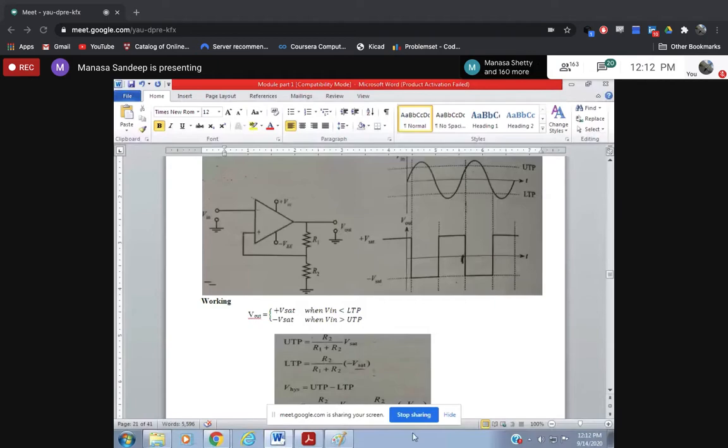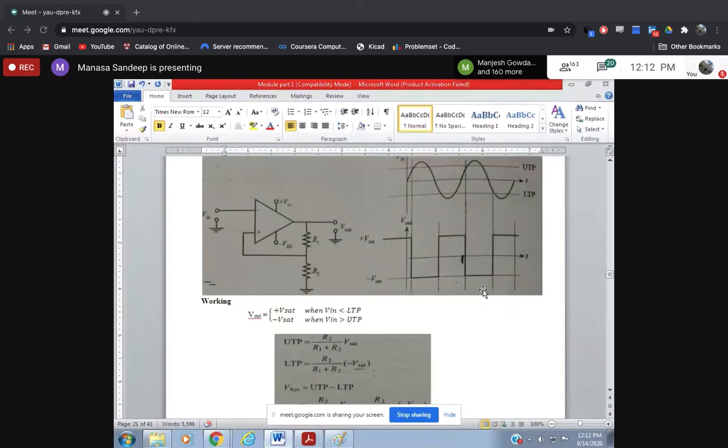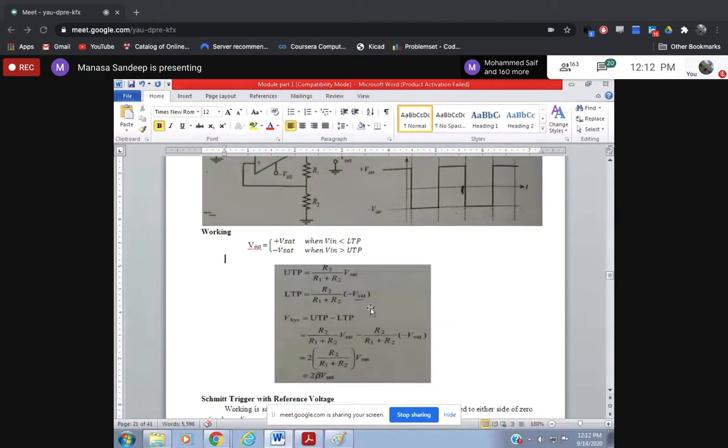So what are this UTP and LTP? If you have a peak voltage of 5 volts, peak to peak 10 volts, you can take it as 2 volts, 3 volts, something like that. You will easily understand if I take those values. But how do you represent it? What is the formula to represent UTP and LTP? Here you have the formula.